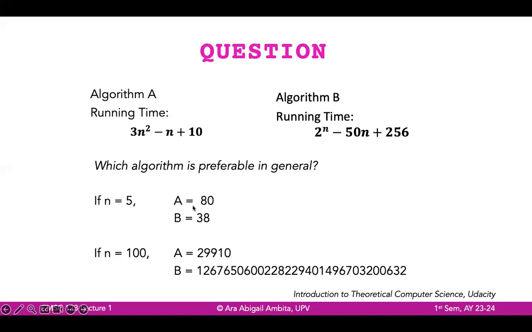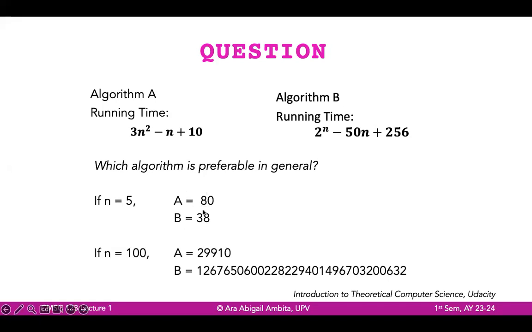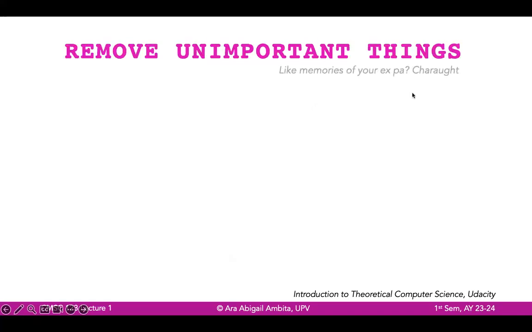Wow. So can you see? Can you see that for small inputs, algorithm B might be better, but if you increase the input size, you can see how the quadratic is so much more efficient compared to algorithm B, which has an exponential running time. Okay? So, I'm just joking.